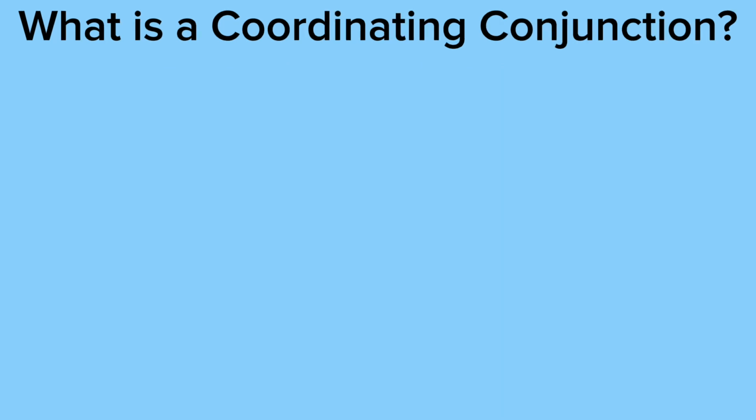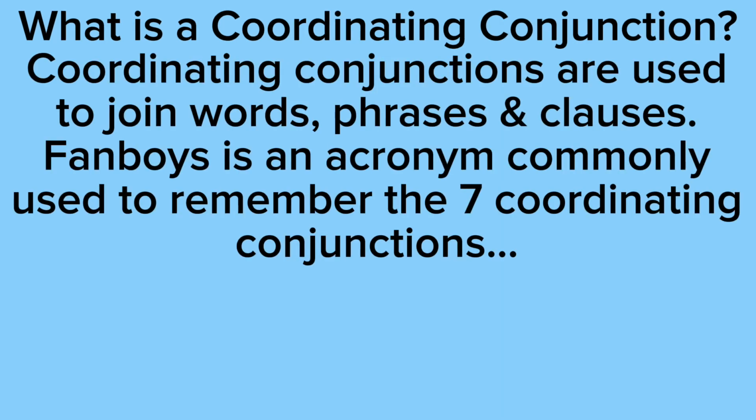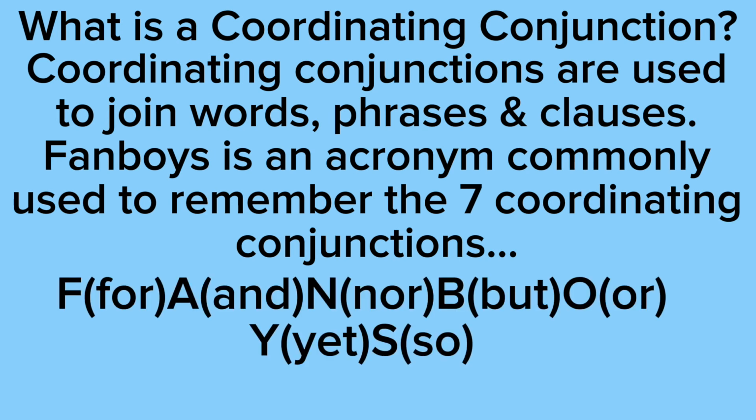So what is a coordinating conjunction? Coordinating conjunctions are used to join words, phrases, and clauses. FANBOYS is an acronym commonly used to remember the 7 coordinating conjunctions. The F in FANBOYS is for, the A is and, the N is nor, the B is but, the O is or, the Y is yet, and the S is so.